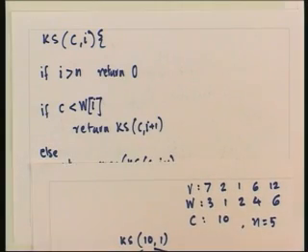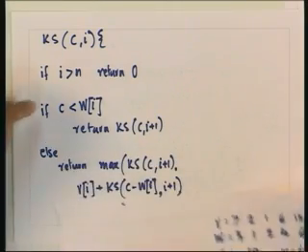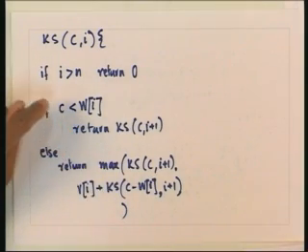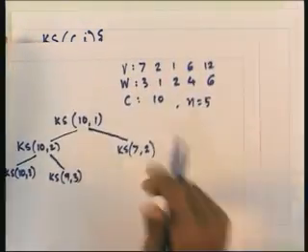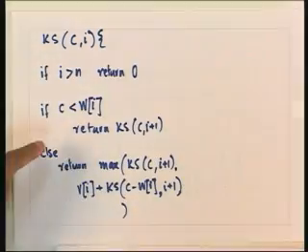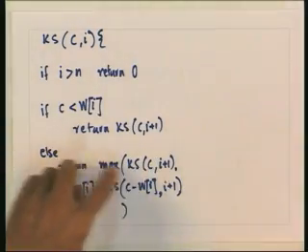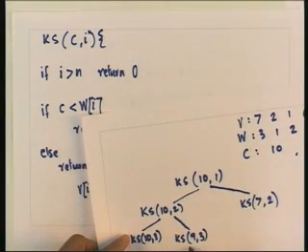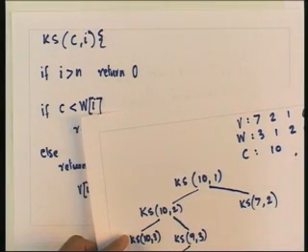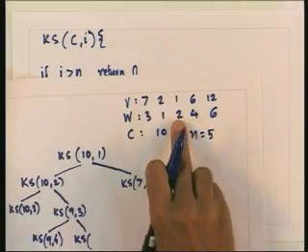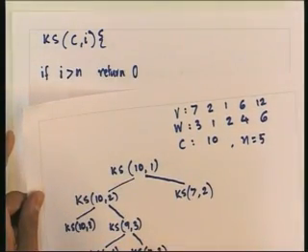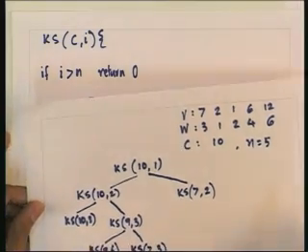So let us see what happens when case of 9, 3 is executed further. Again, if you go back to this procedure, you will see that even here the capacity is larger than w of 3, which is 2, and therefore this will get executed. So again, there will be two recursive calls. The first one will simply be ks of 9, 4, and on this side the call would be ks of c minus wi. So c minus wi this time is this, so it's going to be 7, 4.